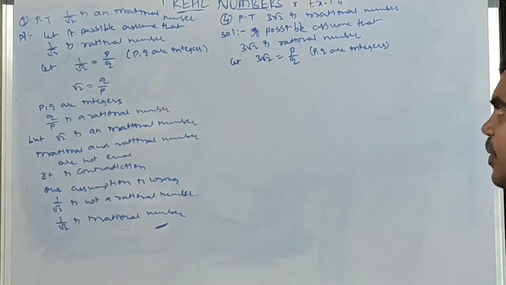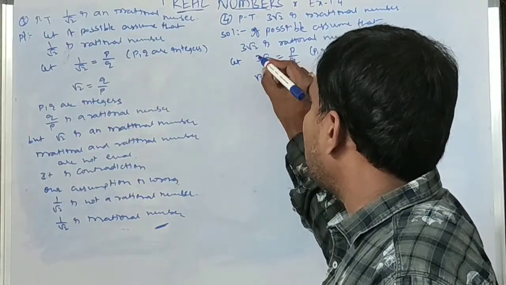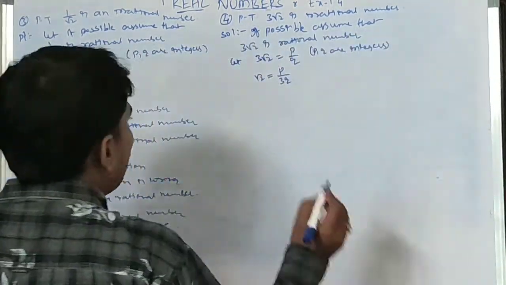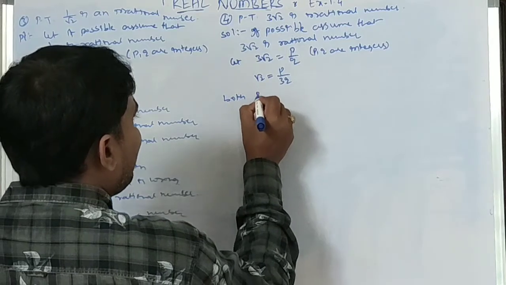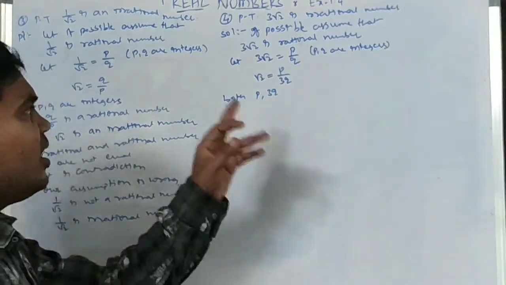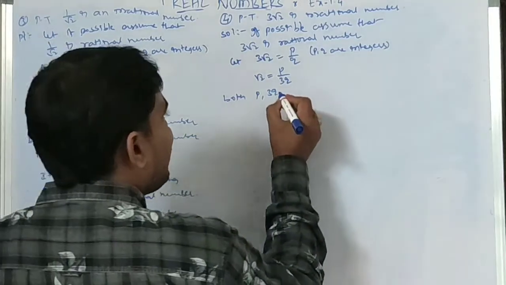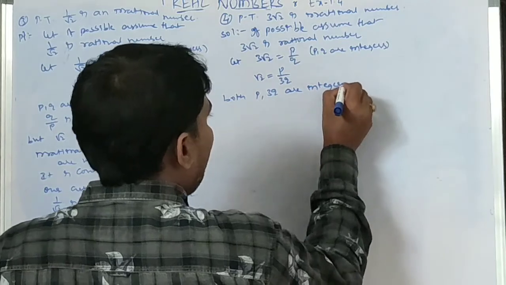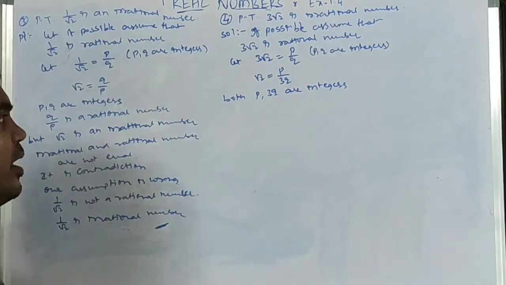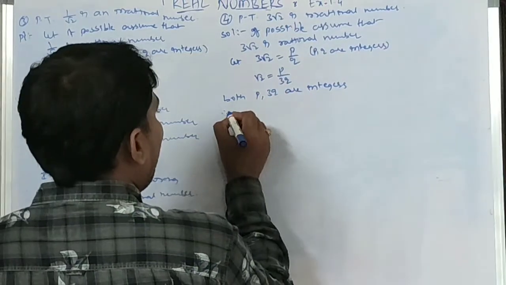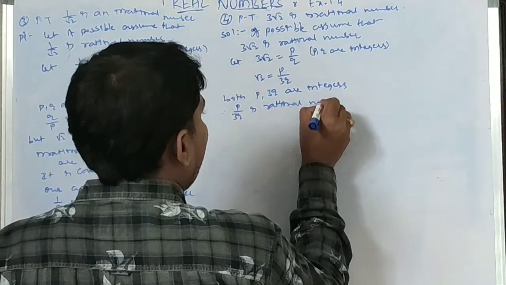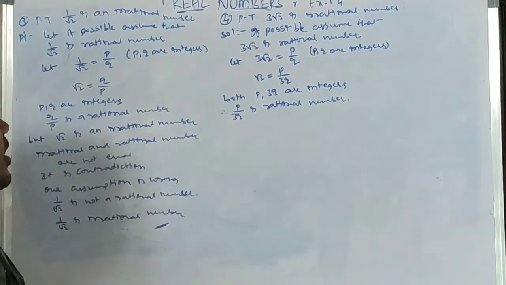If 3 root 2 equal to p by q, I am bringing this 3 outside: root 2 equal to p by 3q. Numerator p, denominator 3 into q. 3 is an integer, q is an integer, so 3q is also an integer. Both p, 3q are integers. Therefore, p by 3q is a rational number: integer by integer is a rational number.